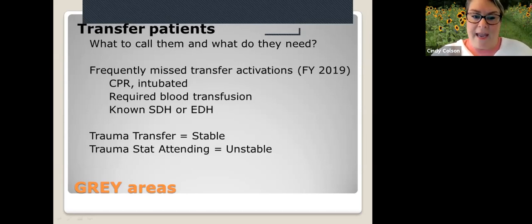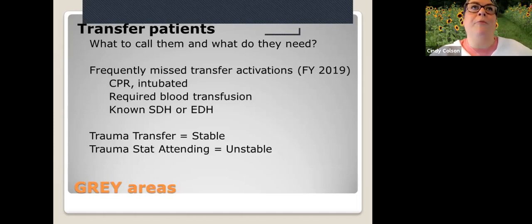But again, if we have a transfer patient that is a trauma, that is unstable, then it would be a trauma stat attending. And if you do have a patient that's coming from an outside facility that is unstable, this is a great time to call surgery and say, hey, we have a trauma stat attending coming in, and this gives our attending surgeons an adequate amount of time to make sure that they're at the bedside by the time that the patient gets here.